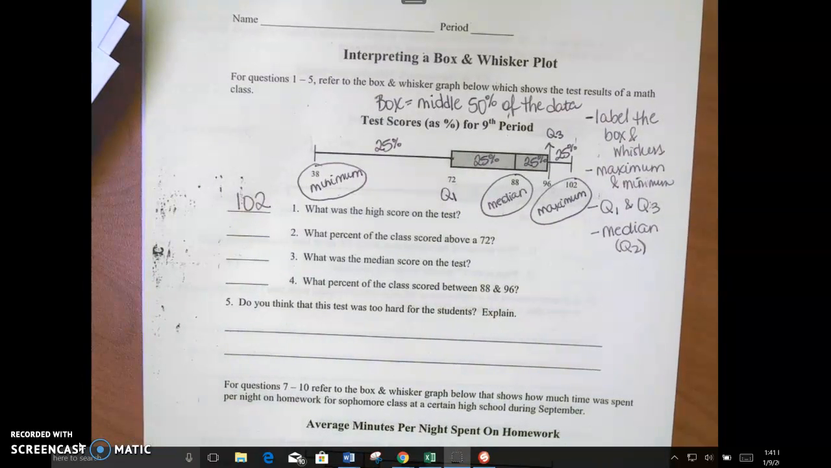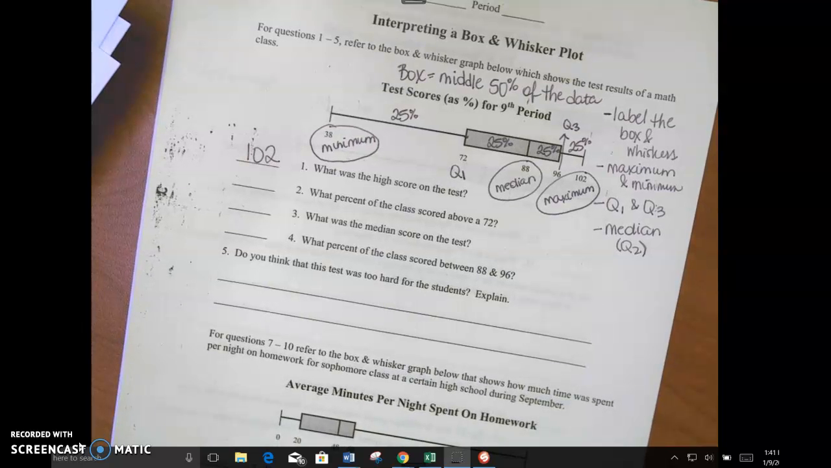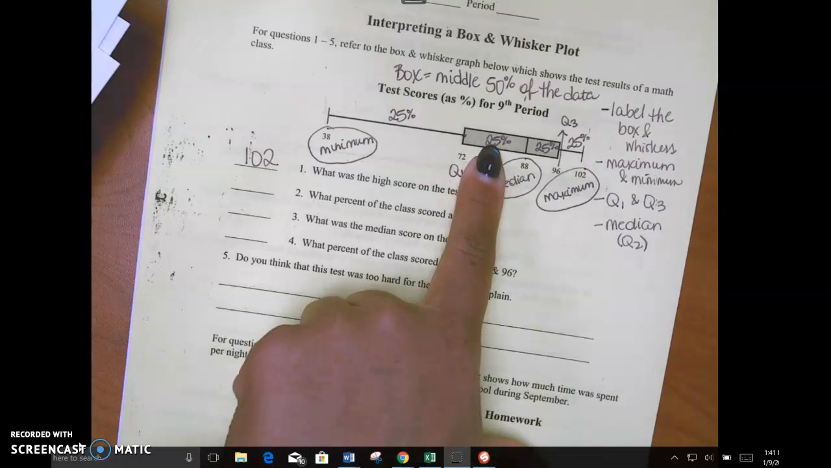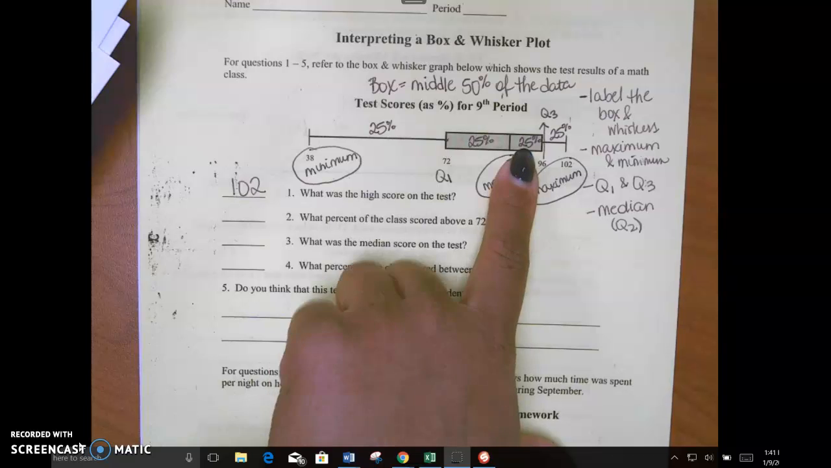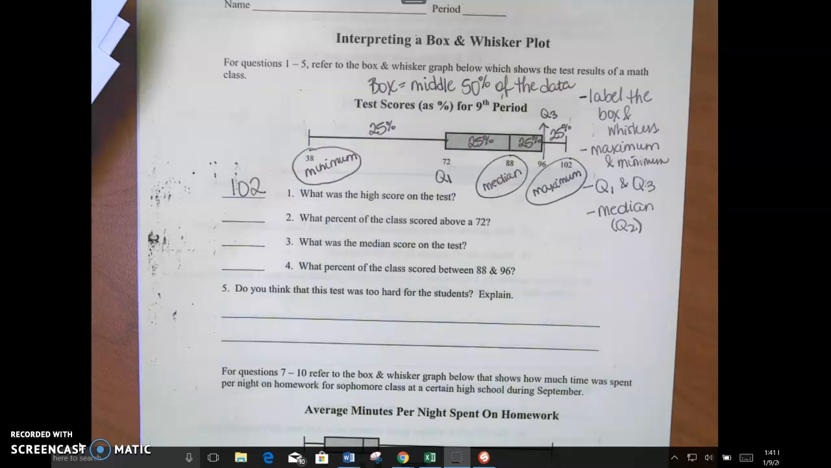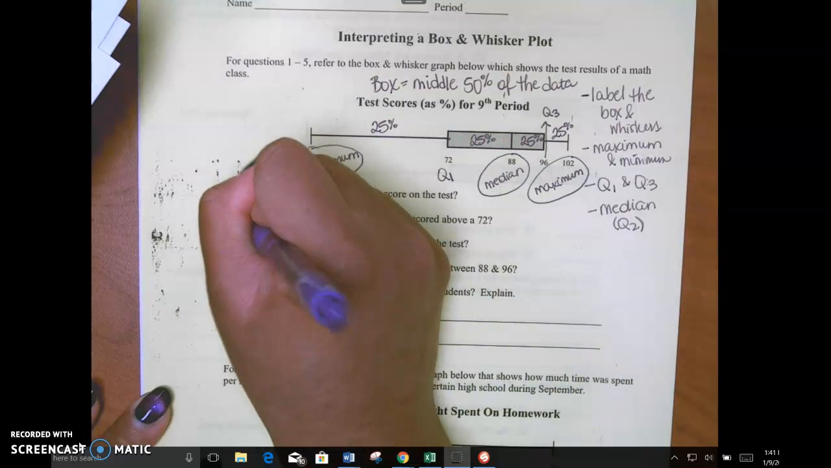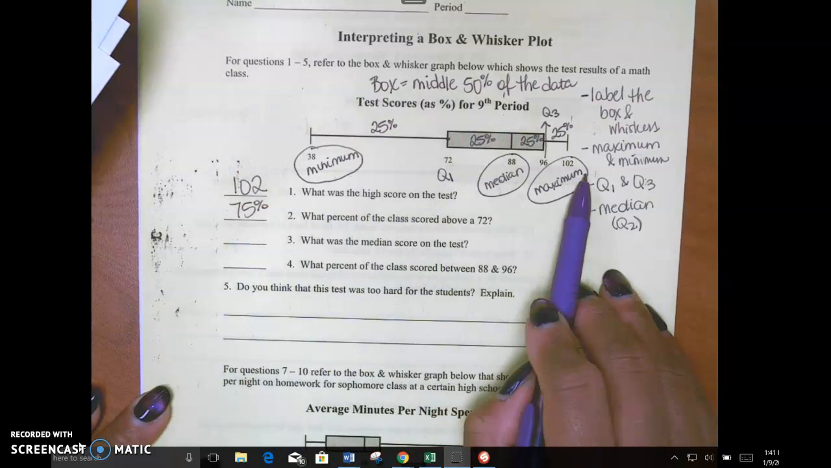What percent of the class scored above a 72? 50. Good. 75 is the correct answer. Above a 72. Is this above or below 72? Above. Is this above or below 72? Is this above or below 72? So how much is that altogether? 75%. You're starting at 72 and going above it.